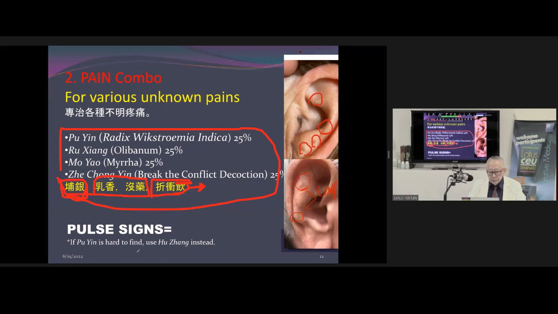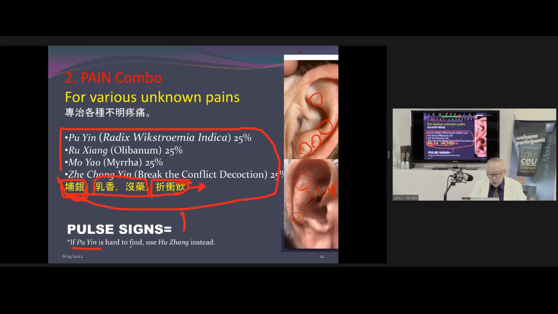Okay. And the pulse sign. It's jumpy, and jumpy. Very forceful, jumpy.